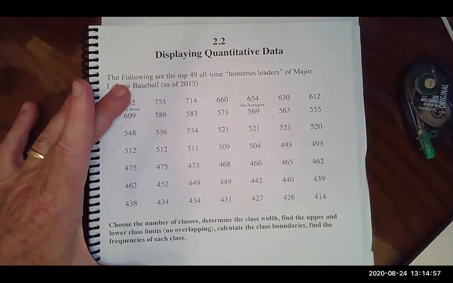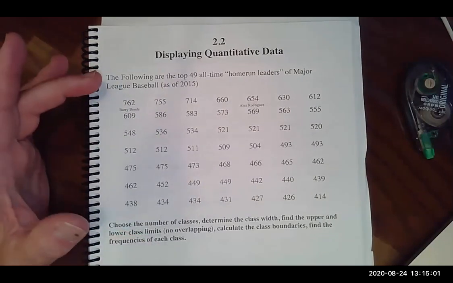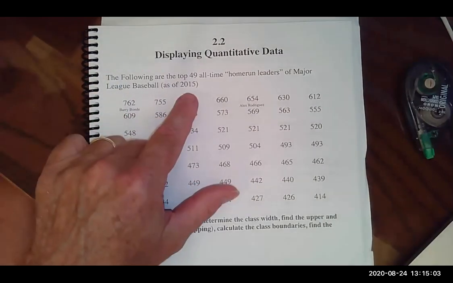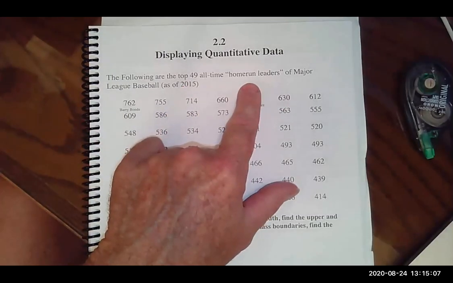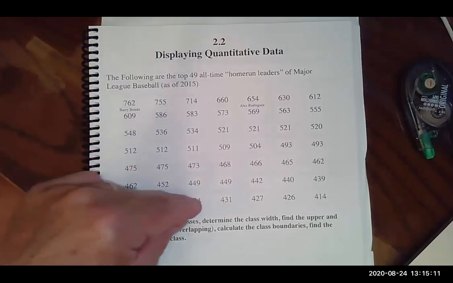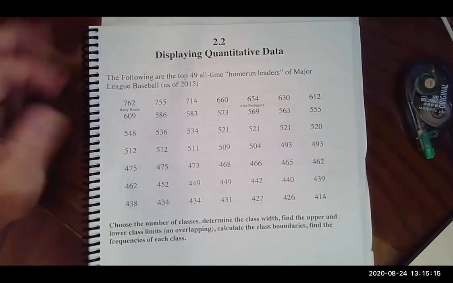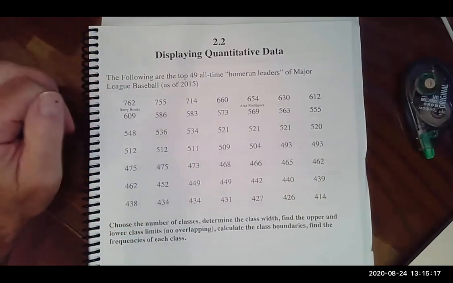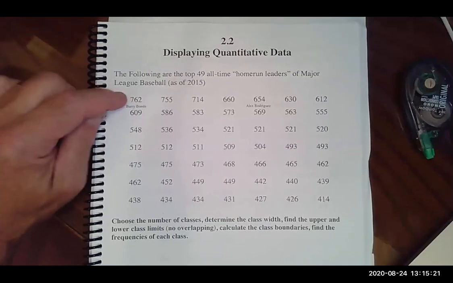I'm going to flip this page where it has a bunch of raw data for MLB, Major League Baseball, as of 2015. 49 all-time home run leaders, 1, 2, 3, 4, 5, 6, 7 times 1, 2, 3, 4, 5, 6, 7. Okay, 7 times 7, there's 49 numbers here. And I've already ordered them from lowest to highest. Of course, Barry Bonds is the highest as of right now.